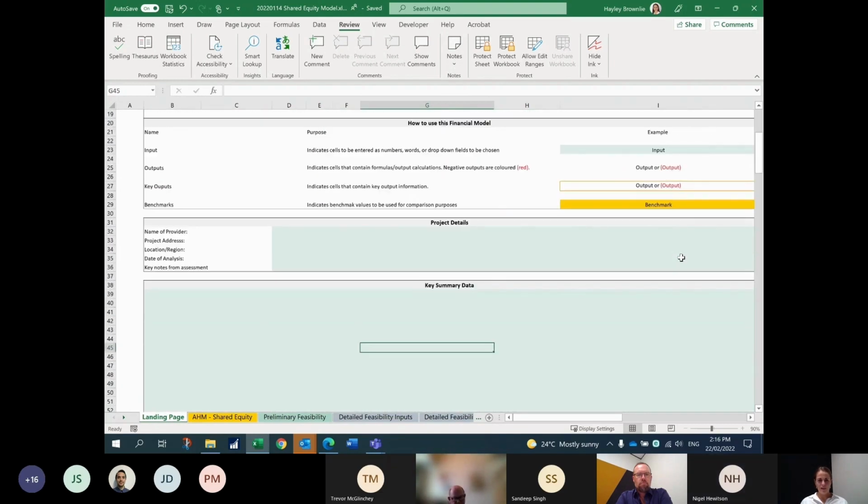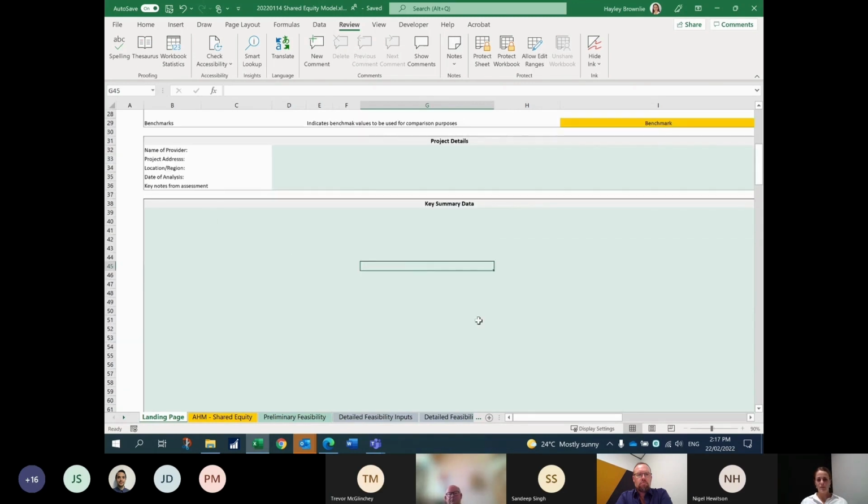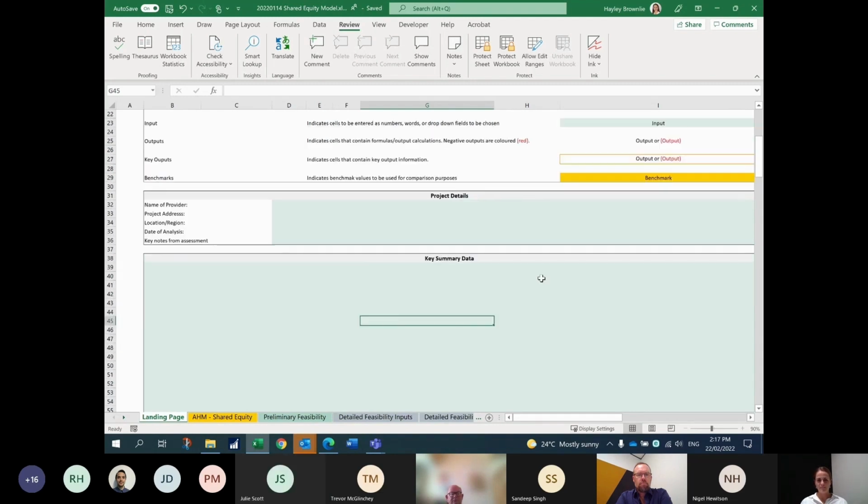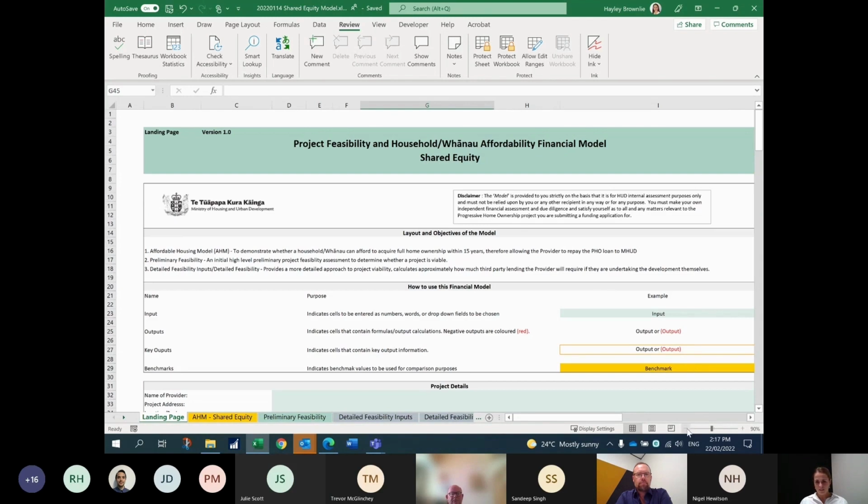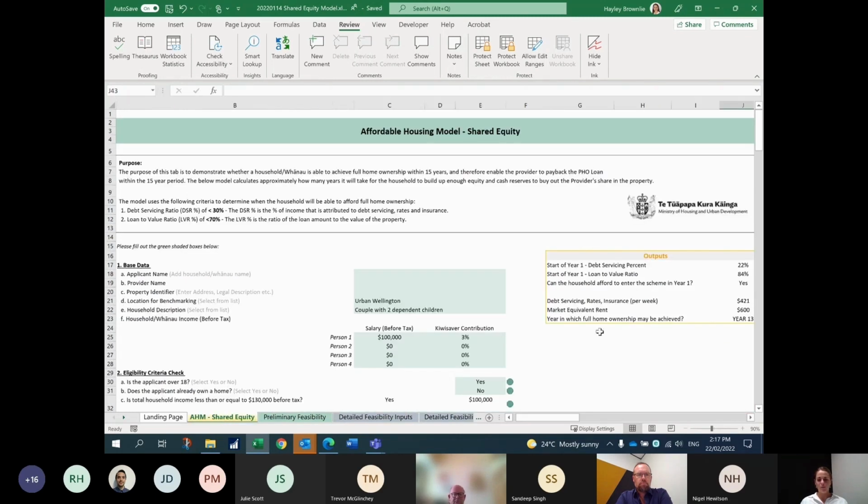Down here further we have the project key details, so just a place to summarise the key details of your project, and also any notes or findings or conclusions from working through the model can be summarised in here. So I won't spend too much time on that page. As I say, it's just a quick intro. So we'll jump straight into the shared equity affordable housing model.